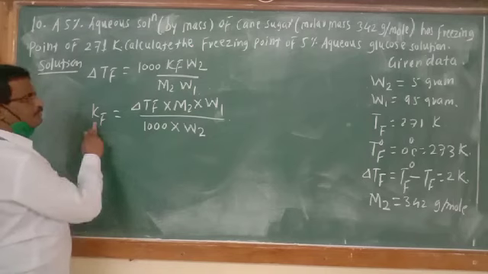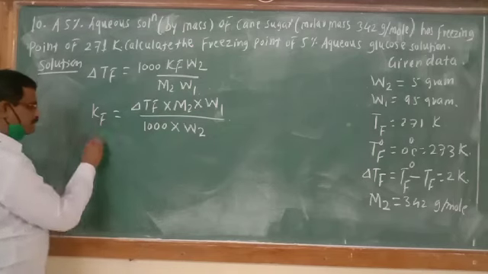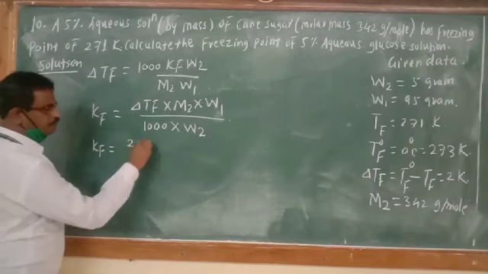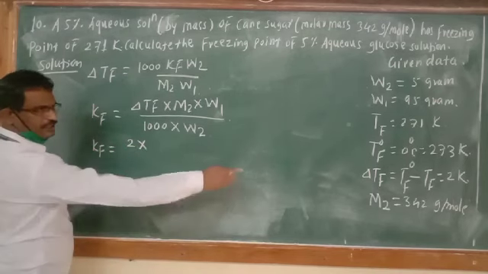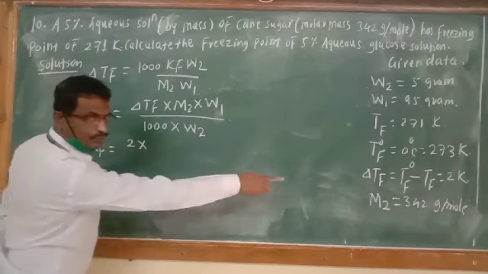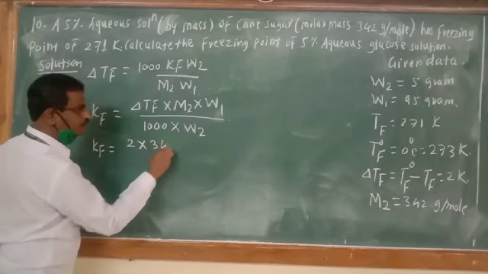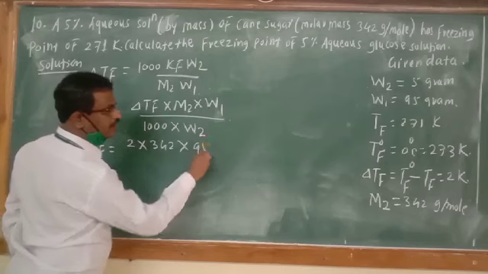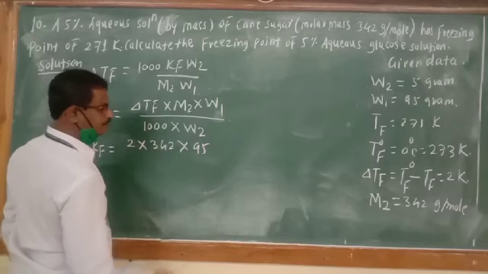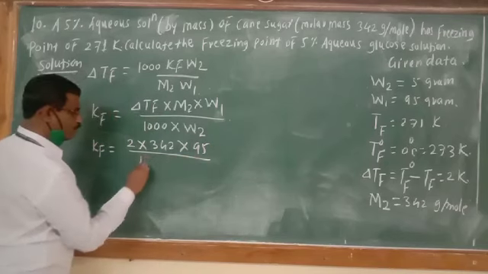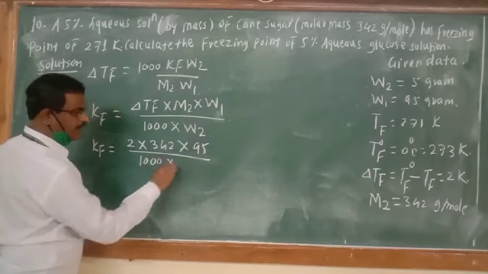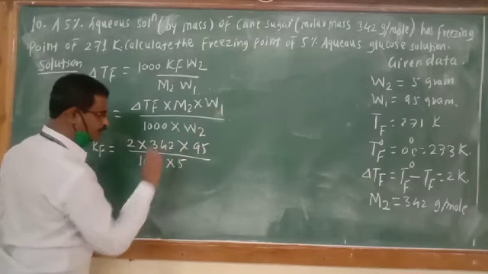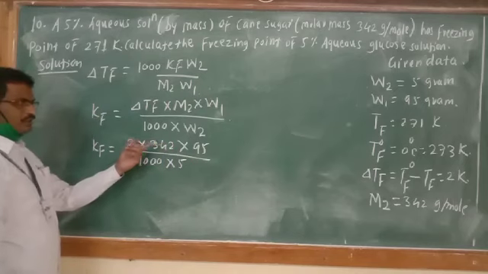That is how Kf we can calculate. Substituting the values, Kf is equal to delta Tf, which is 2, multiplied by m2, which is given, that is 342, multiplied by W1, that is 95, divided by 1000 multiplied by W2, the mass of the solute, that is 5. So how to solve this?